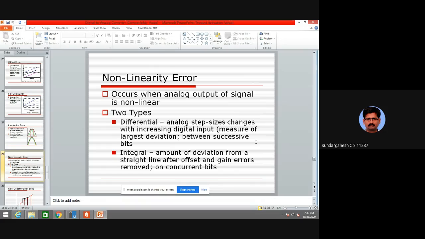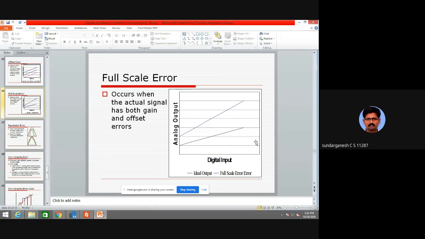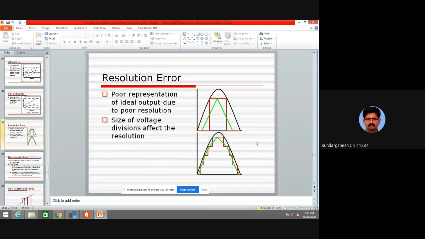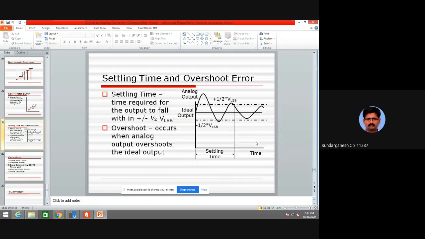For non-linearity error, this occurs when the output signal is non-linear. It may be a differential or an integral non-linearity. Then the output is different, and there is no relationship between input and output. Then it becomes a non-linearity error. Non-monotonic error means if you increase the input, the output should also increase. Otherwise, this is known as non-monotonic.